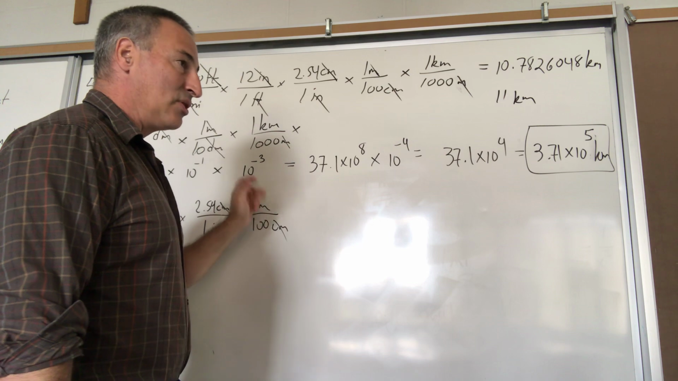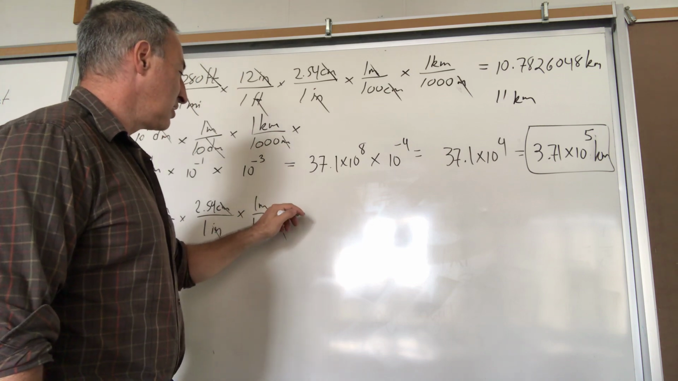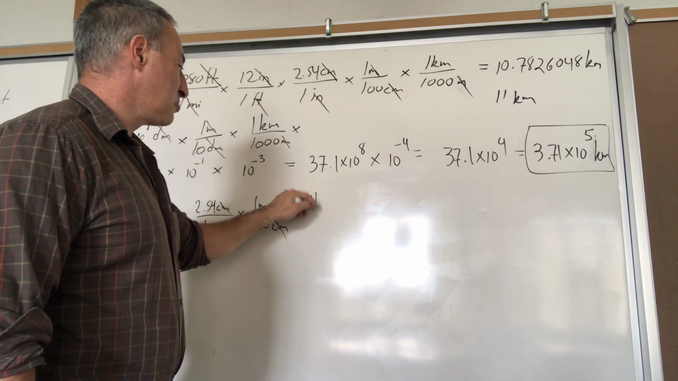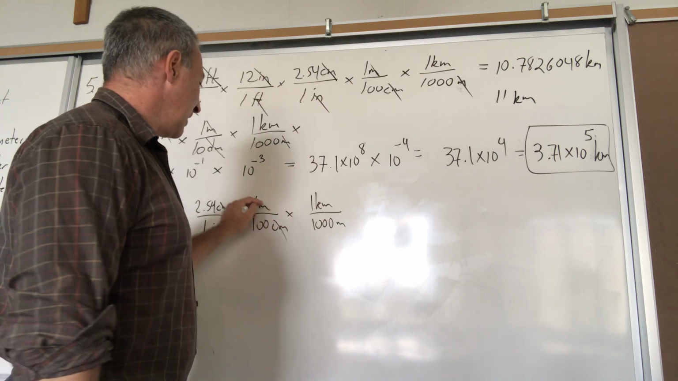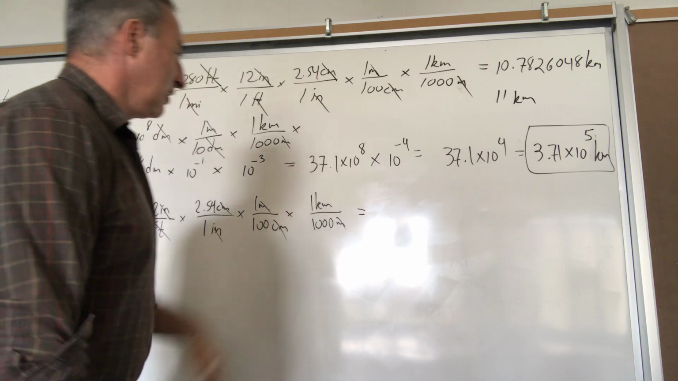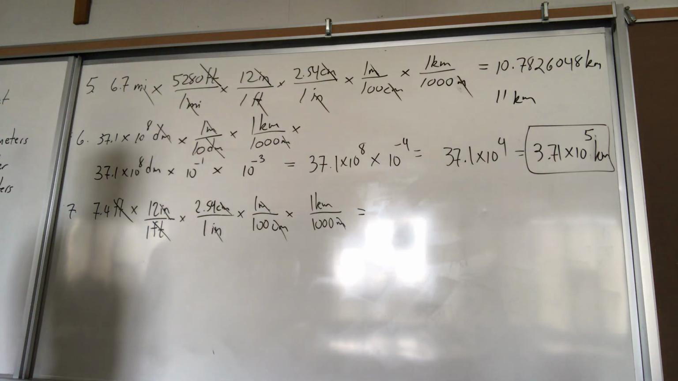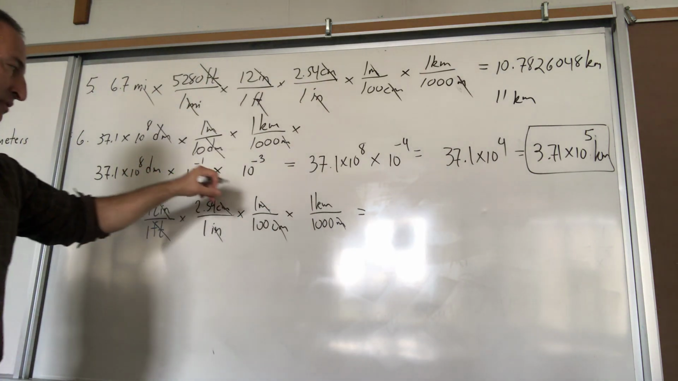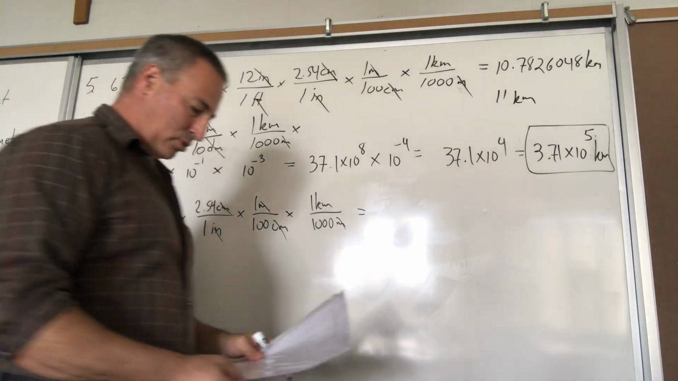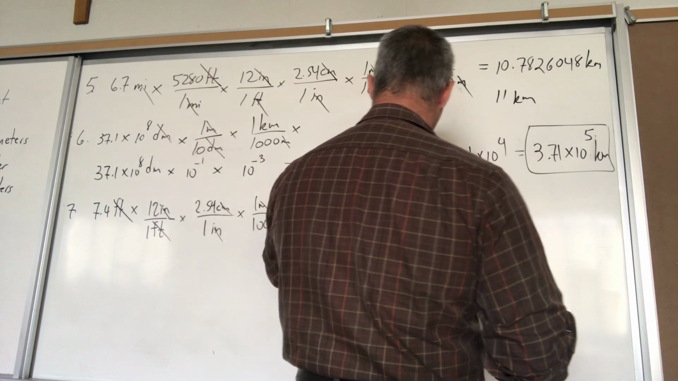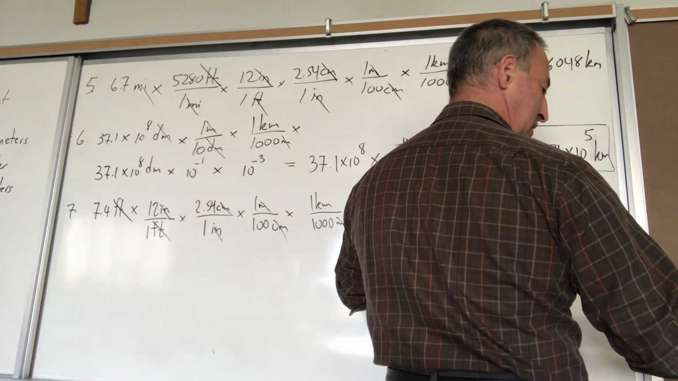Now I want to go from meters to kilometers. I know there's 1,000 meters per kilometer, but I want to get rid of meters, so I'm going to put the meters on bottom, and that gets rid of the meters. And finally, I'm left with an answer in kilometers. 7.4 times 12 times 2.54 divided by 100 divided by 1,000. What do you get? 7.63 times 10 to the minus 3 kilometers.